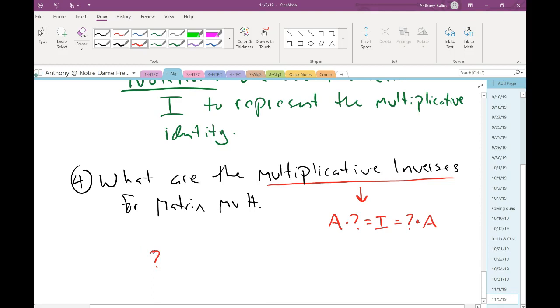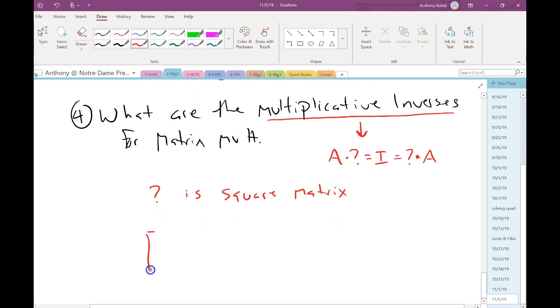So what can we say about this matrix question mark here? What's it got to look like? It's got to be a square matrix. That much we know. What do the entries inside that matrix have to look like? It's not going to be all ones. Let's look at an example real quick of a case where this works.